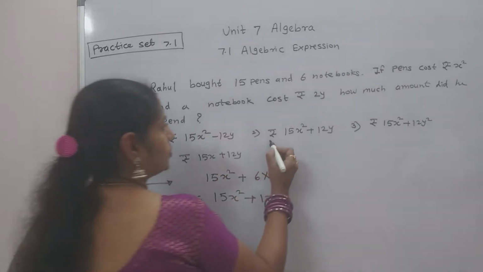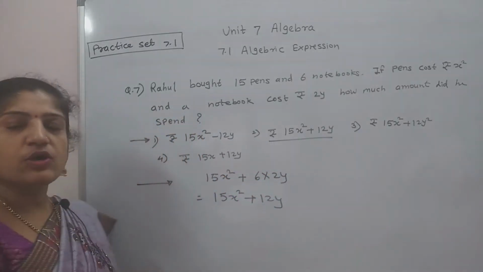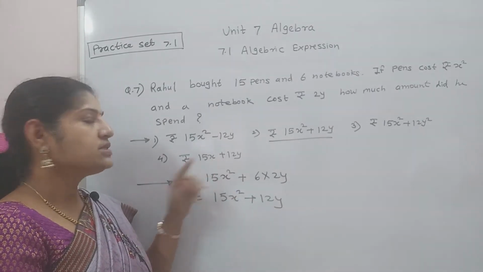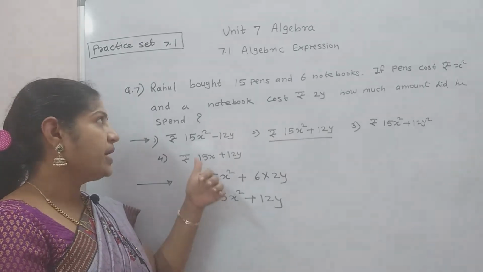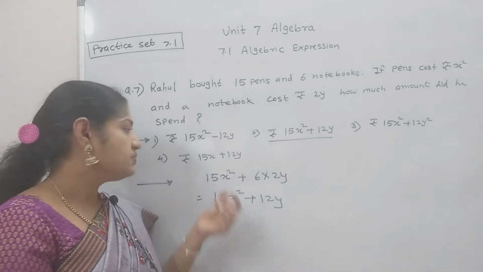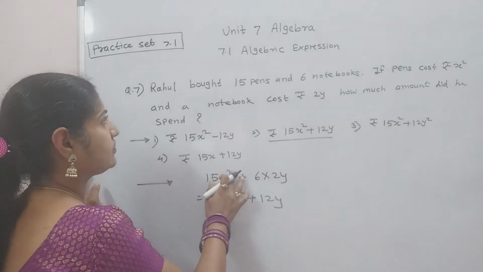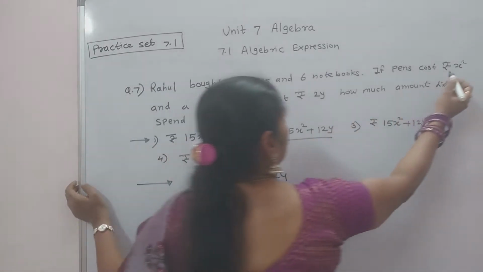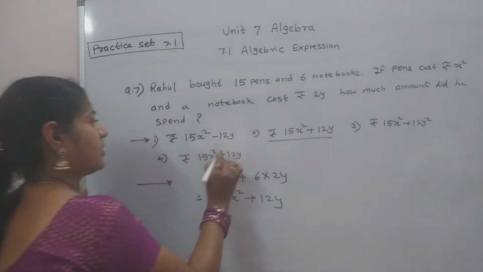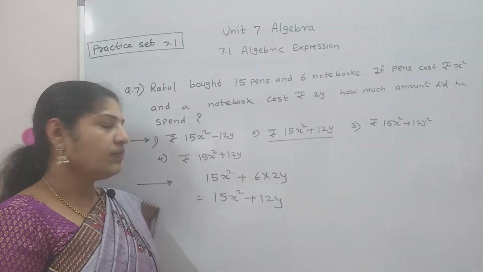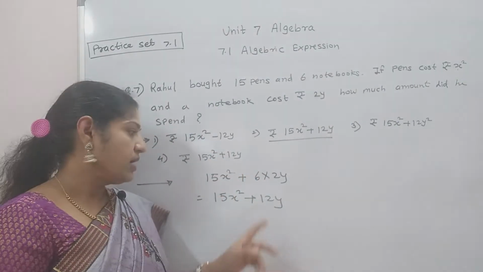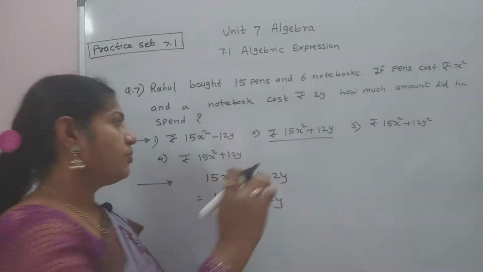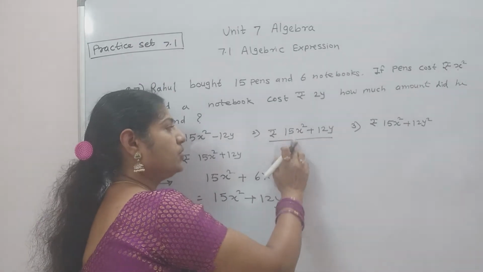Option number 2. Our answer is option number 2. If the cost of the pen is rupees x, then 15 pens into x is 15x. But the cost of the pen is x square, so 15x square plus 6 into 2y, 12y. So the answer is option number 2.